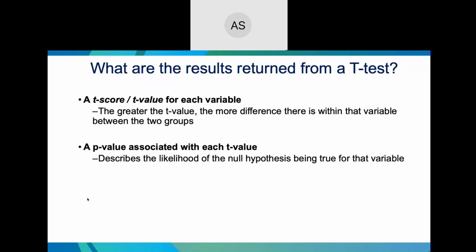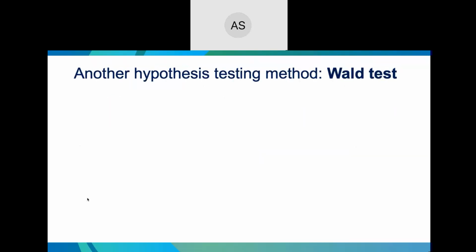So that's a simple hypothesis testing method. We can use it for RNA-seq data. We can use it for other types of data with multiple variables measured between two groups. Another and slightly more complex hypothesis testing method is called the Wald test. Now, this is the hypothesis testing method that we're going to use with our RNA sequencing data.